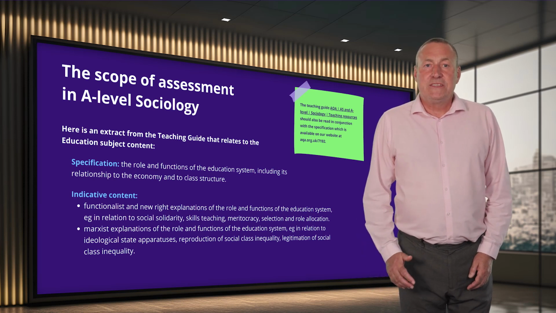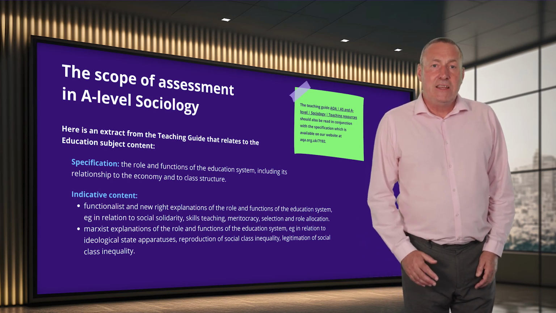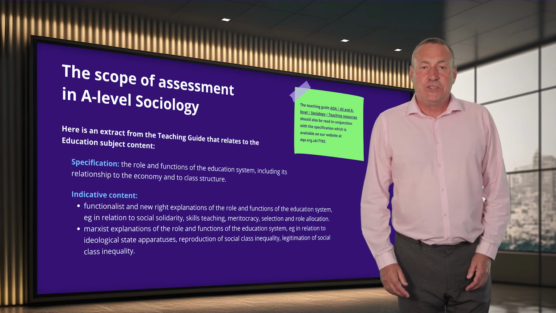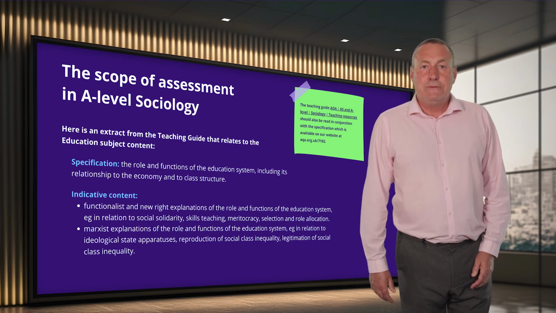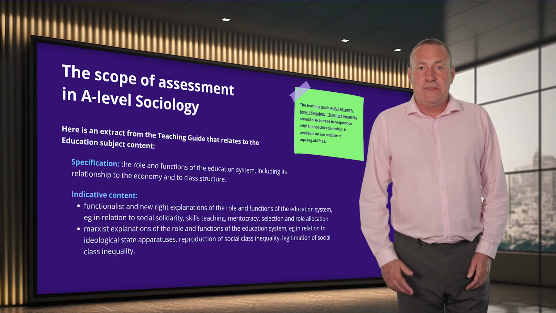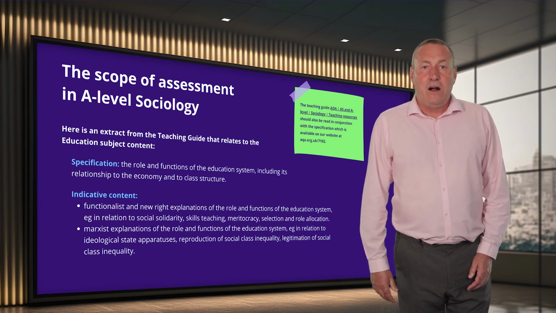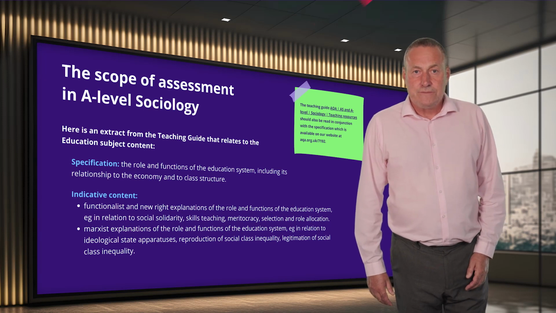Also, they are assessed in terms of analysing and evaluating sociological theories, concepts, evidence and research methods in order to present arguments, make judgments and draw conclusions.